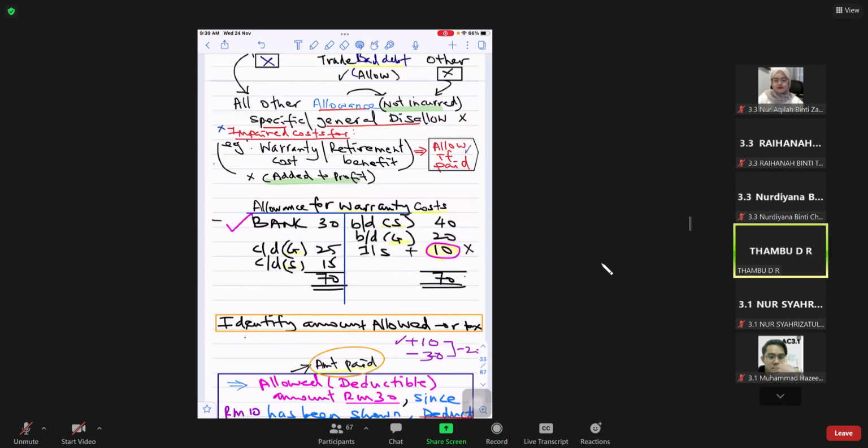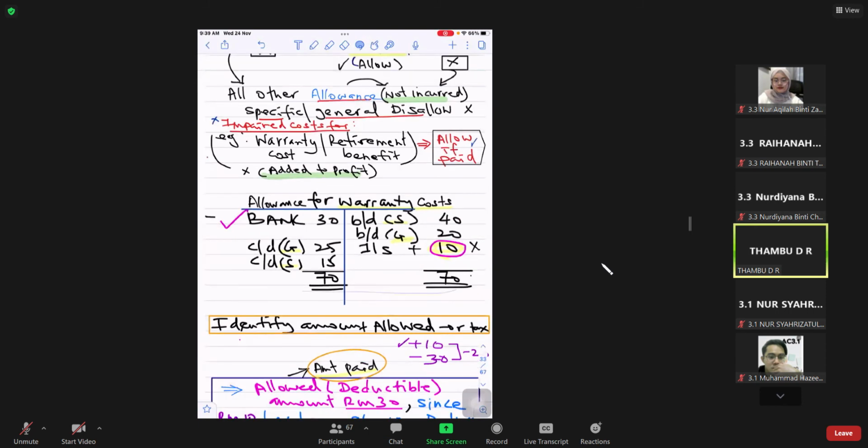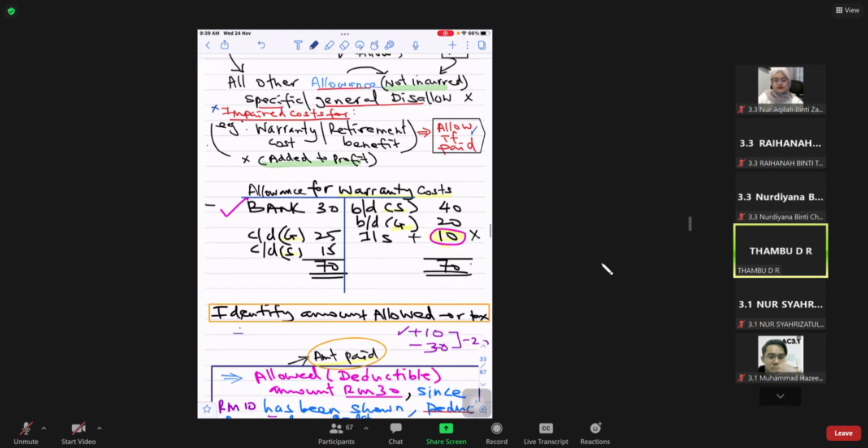Okay. Now I take a look at the T account. Allowance for warranty. Which figure allowed, which figure not allowed? Let's take a look. Now, allowance for warranty in the income statement, you have taken 10. I show you. Income statement, you put there 10. Okay, you already recorded there 10. This figure has come here.